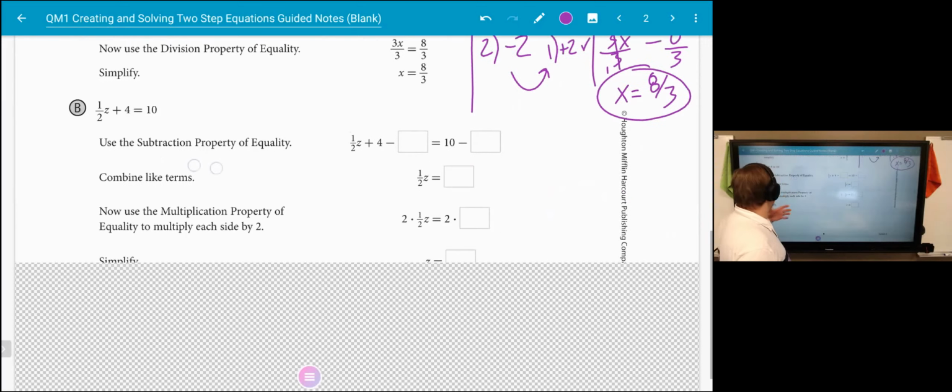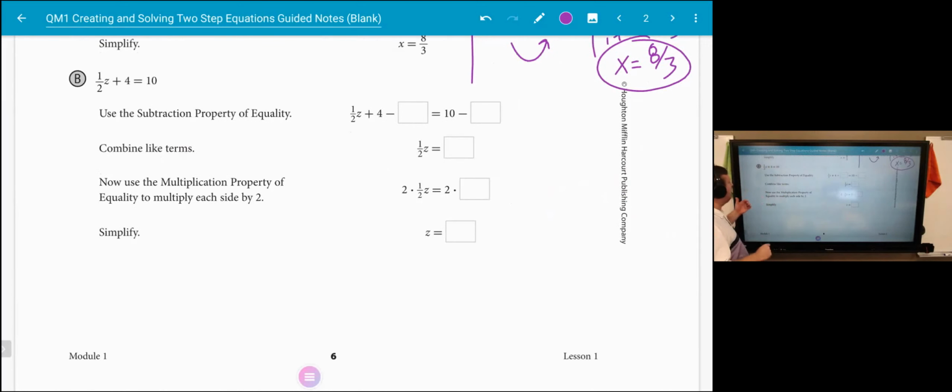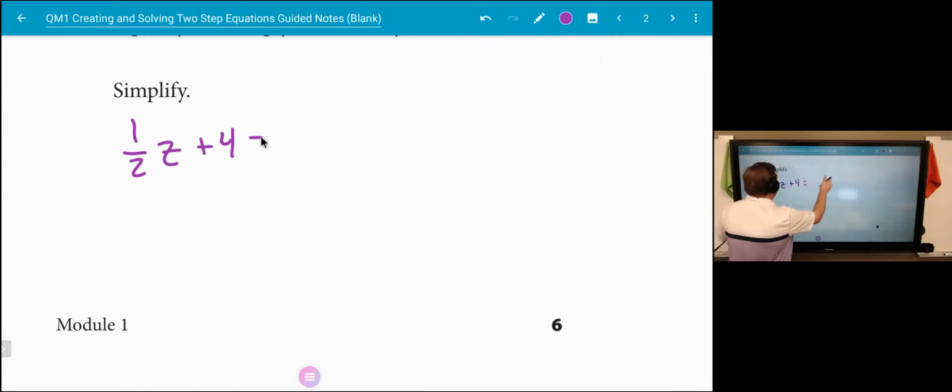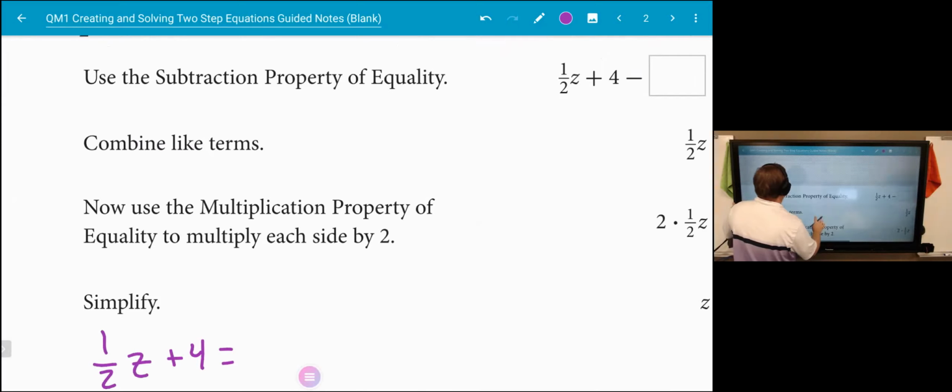Okay. Same here. If we look at number 2, part B, half z plus 4. So I'm going to rewrite this one actually down here at the bottom. Half z plus 4 equals, I forgot to look at that. Probably should have done that, shouldn't I?